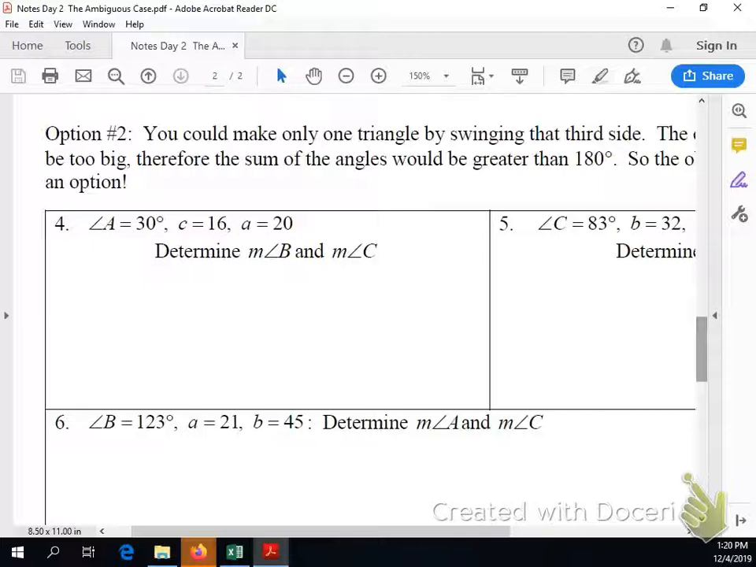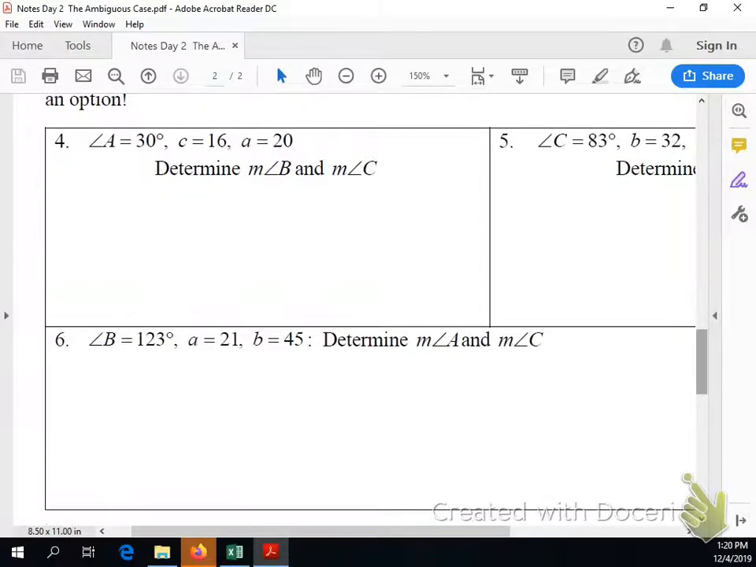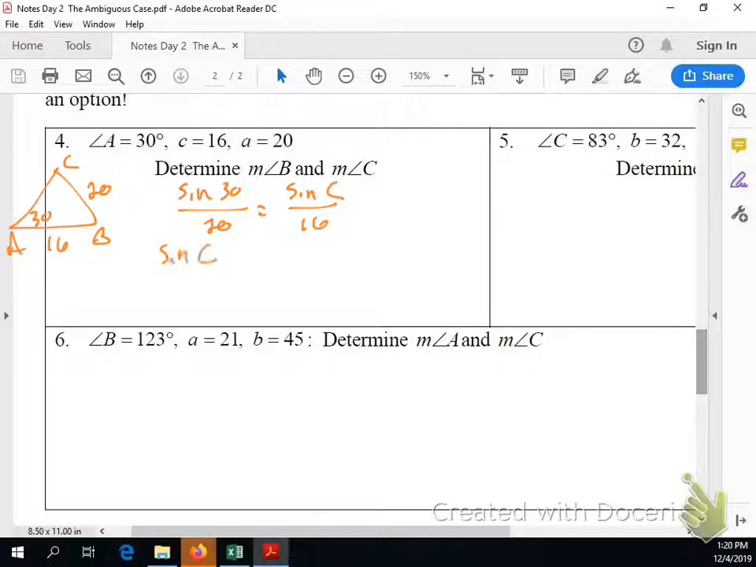Now, let's take a look at what happens in the next example, where we draw our triangle ABC, where A is 30, little a is 20, and little c is 16. And we want to go find the measure of angle B and C again. Well, we're going to set this up the exact same way that we did the other three. Got to find C first because that was the opposite side that was given to us. Cross multiply and get sine of C by itself. Sine of 30 times 16 is 8. 8 divided by 20 is 0.4.